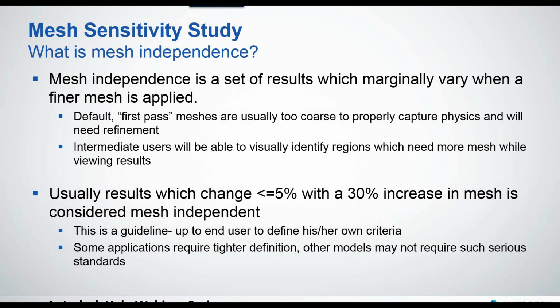So I can look at a plane, if you can see elements, you can see gradients across there, it's definitely a problem. Kind of the rule of thumb we use here is results that change less than or equal to 5% with a 30% increase in mesh is considered to be independent. So we compound our meshes at 30%. That's kind of what we teach people. And 5% is definitely what I consider pretty tight for CFD. It really comes down to what your own criteria is.